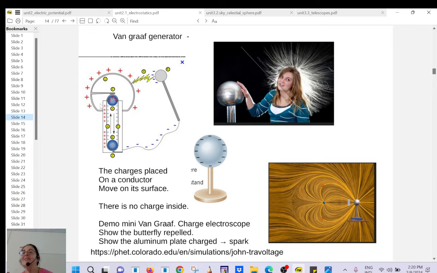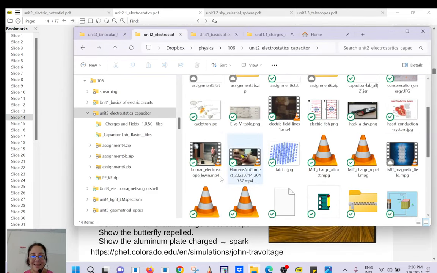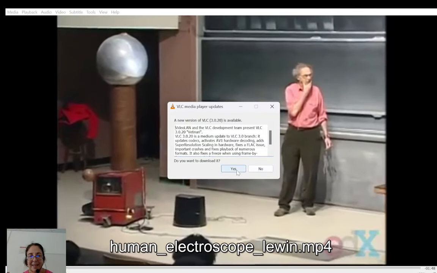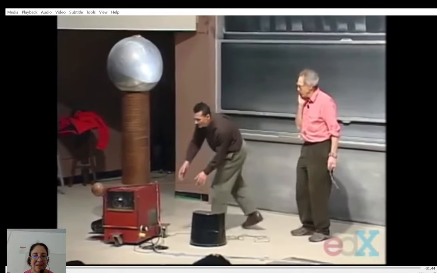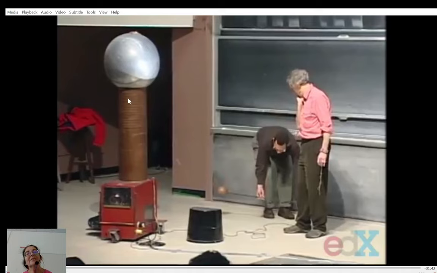So that's called a Van de Graaff generator, and you can do all those very fun demos. So I'll show you one. You ready? Are you nervous? So this here is a big one, right? So maybe 100,000 volts. Do you think it can hold a lot of charges?